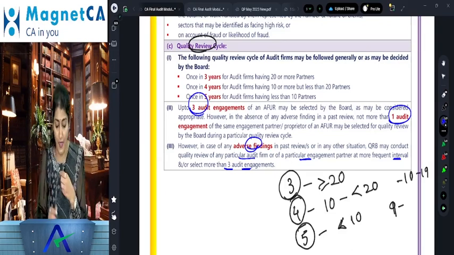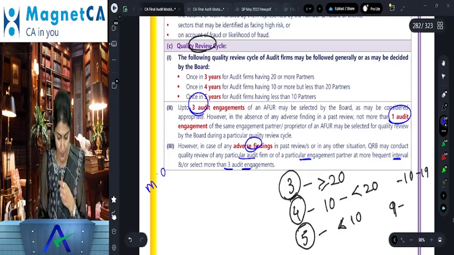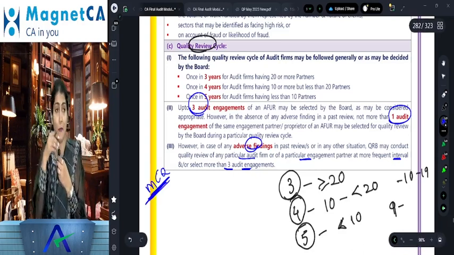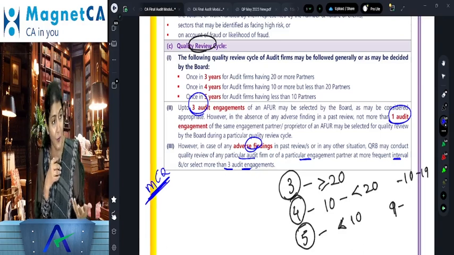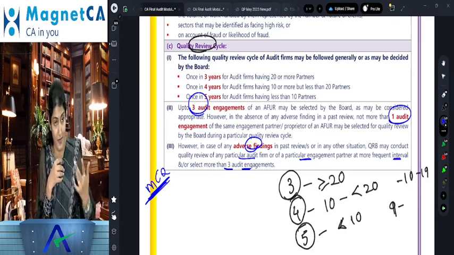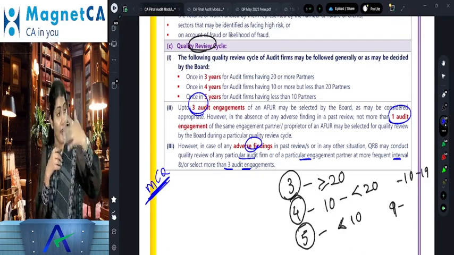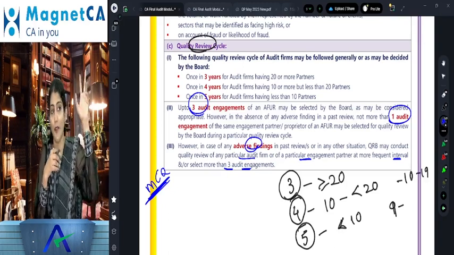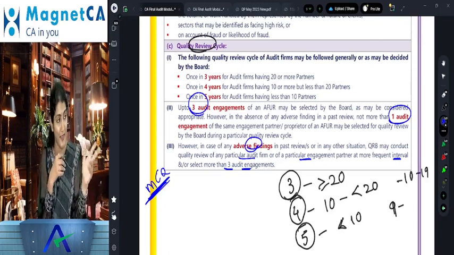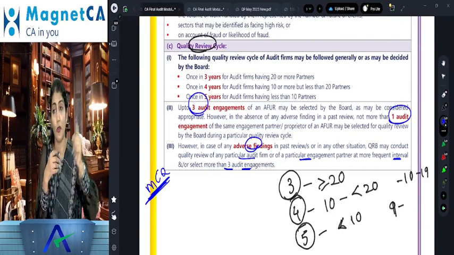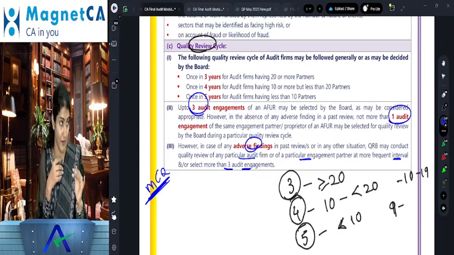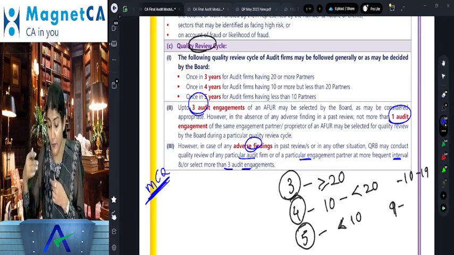Yes. So again, they had asked an MCQ on this one. Okay, there was an adverse finding in the previous audit. Then can they select more than 1 of 1 partner? Yes. Then can they select more than 3 for the entire firm? Yes, if there is an adverse finding. And if there is no adverse finding, then not more than 3 and not more than 1 of any single partner. So that's the quality review cycle.